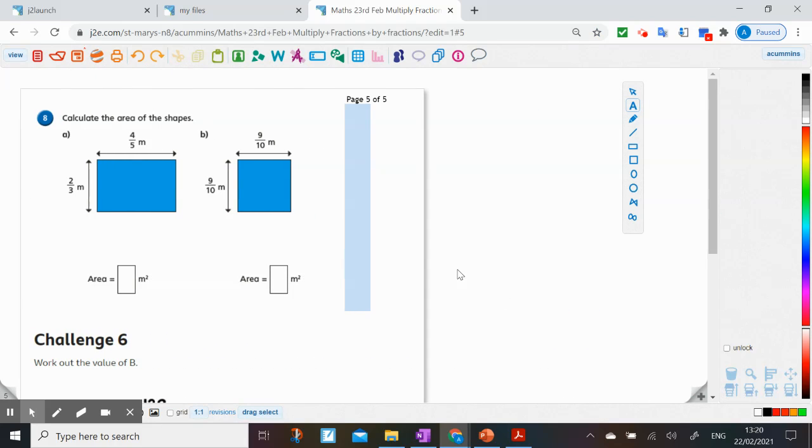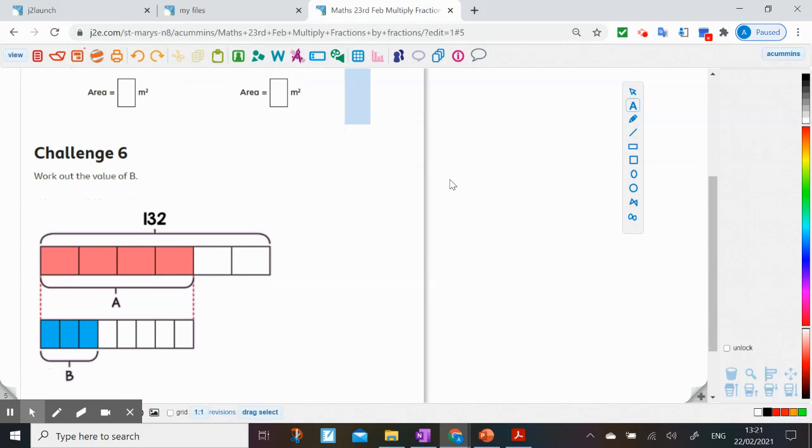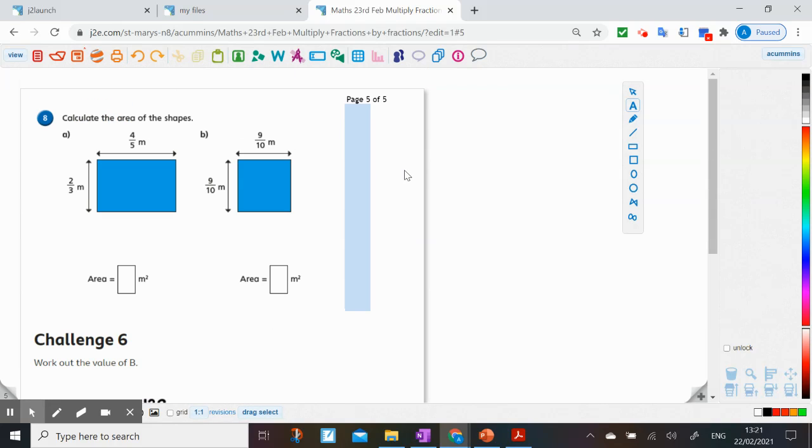Your last question is question 8. This is exactly the same method. Since we use the area model, it's basically the same thing when you're working out the area of squares and rectangles. So 4/5 times 2/3, 9/10 times 9/10, using the exact same method you were using before. And there's a challenge question here, which I'd certainly like you to be trying, especially as that's going to come in handy in coming lessons.